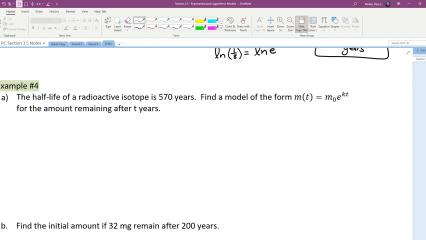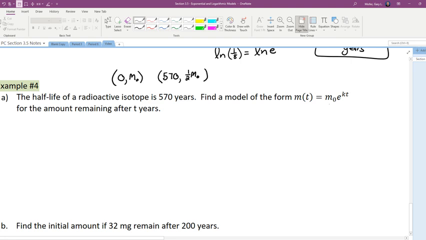But let's think about this for a minute. Because if I did know the initial amount, in fact, let's just say that we do know the initial amount. Let's say the initial amount is at the point 0 and m sub 0. Then how much do we have left after 570 years? That would be one half-life period. So whatever m sub 0 is, I now should have half of it.